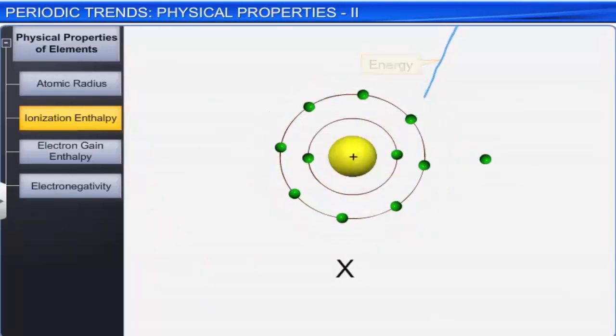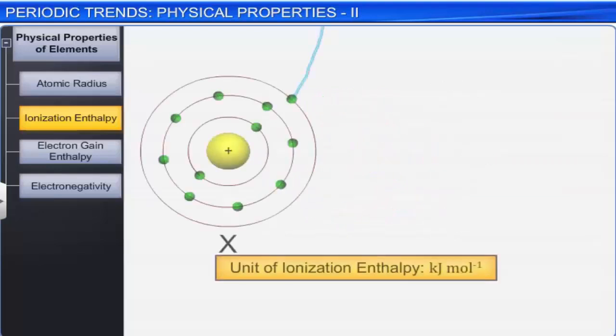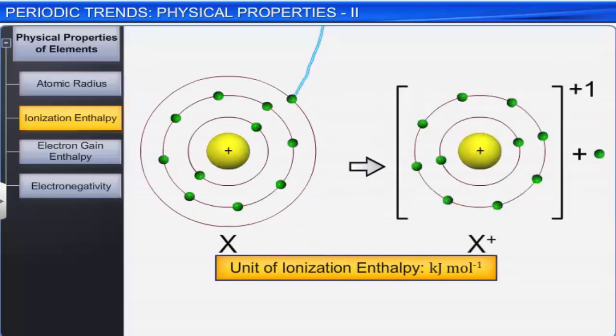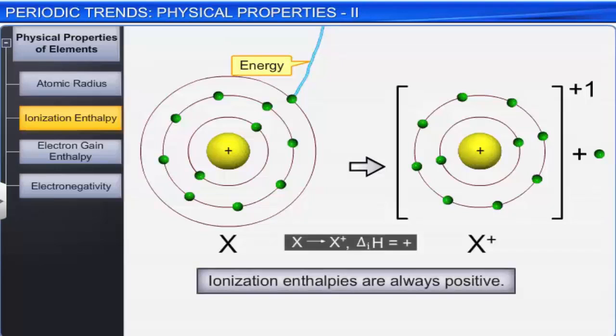The energy required to remove the most loosely bound electron from an isolated gaseous atom, X, in its ground state is called ionization enthalpy. Ionization enthalpy is expressed in the units of kilojoules per mole. Energy is always required to remove electrons from an atom, and hence ionization enthalpies are always positive.